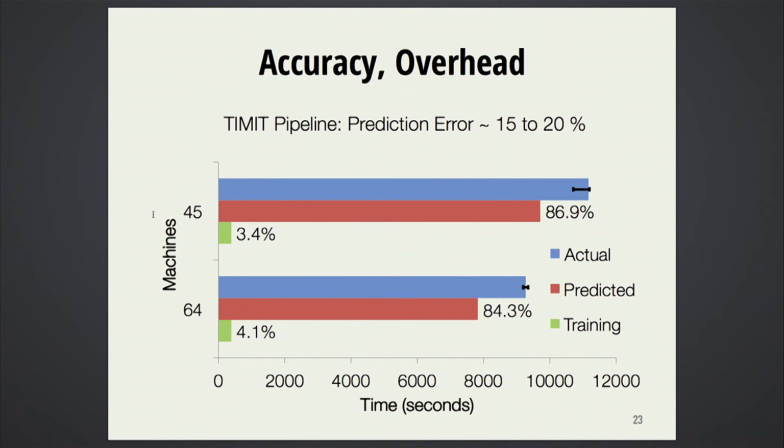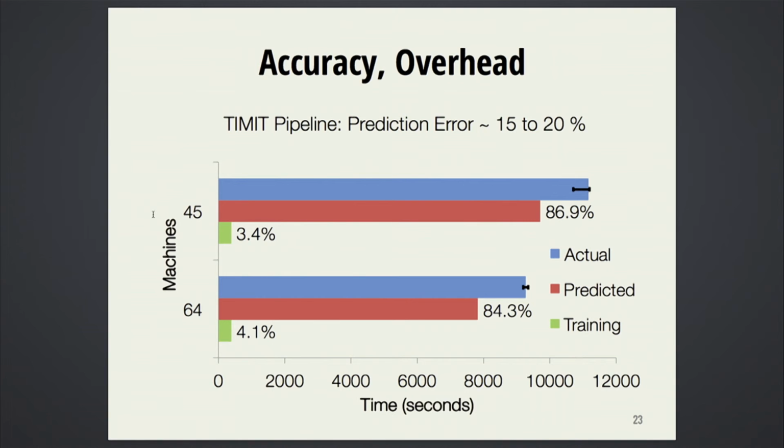So the same Timit pipeline that I showed you right at the beginning, the Keystone ML pipeline that is used for speech recognition, we collected training data up to 16 machines, and then we tried to predict its performance on 45 and 64 machines, respectively. What we saw was that the prediction error is pretty good, within like 15 to 20% of the actual running time when you run it on 45 or 64 machines.